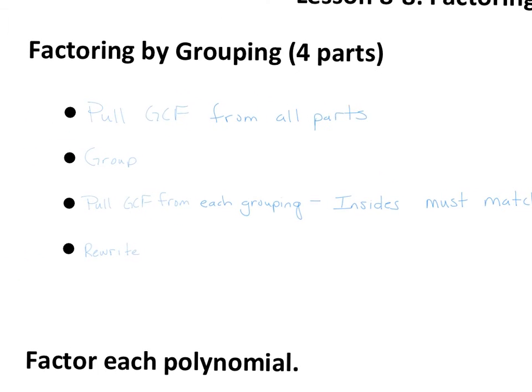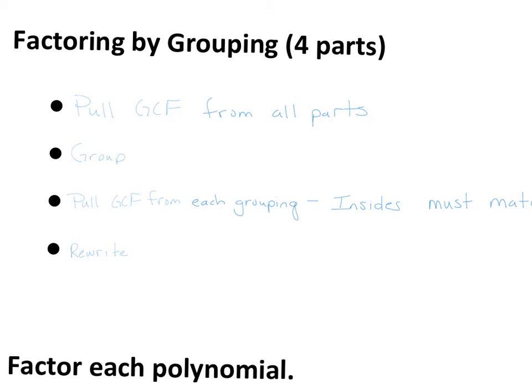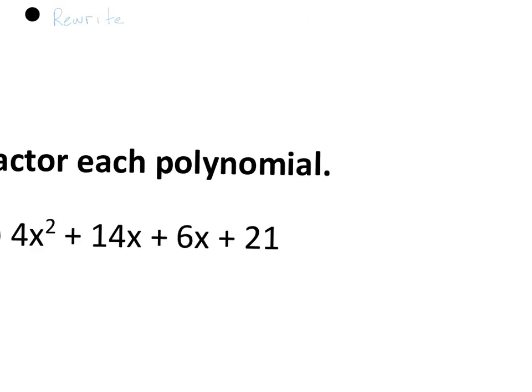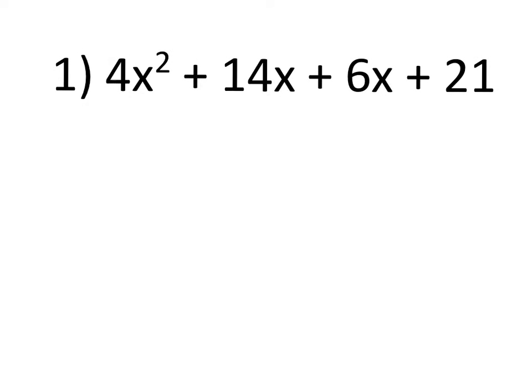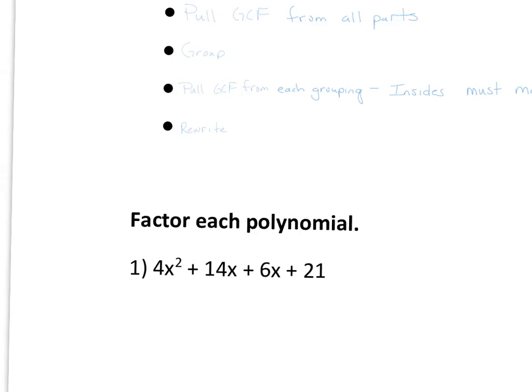There are going to be 4 steps that we're going to do. The first one is we're going to pull a GCF from all parts. All parts, okay? So if we come down here, let's look at this one. When I'm saying pull GCF from all parts, I need to look at all these parts. Is there something that will come out of all 4? Well, in this particular case, no, there is not. So then I go to step 2.